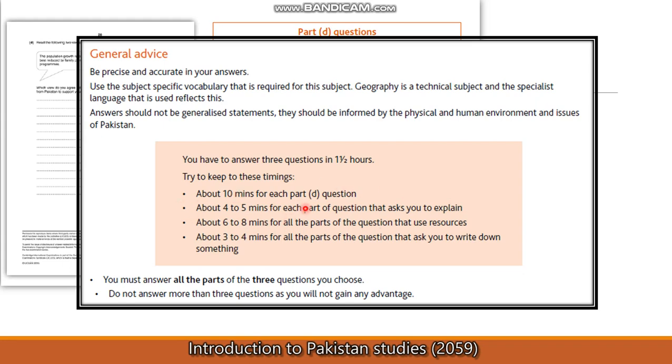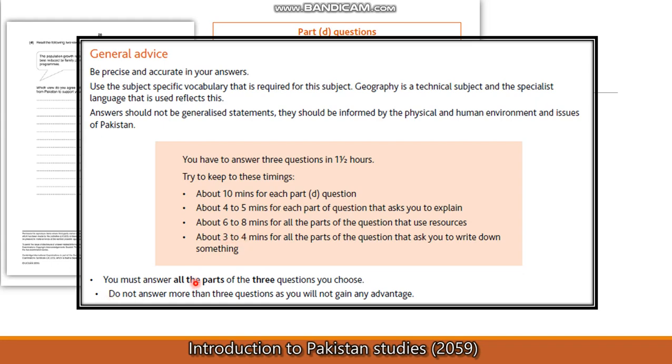For example, for part D you should not give more than 10 minutes. For an explain type question, you should answer that question in 4 to 5 minutes. For a resource question, you have 6 to 8 minutes, and for questions to write down something, you should give 3 to 4 minutes.